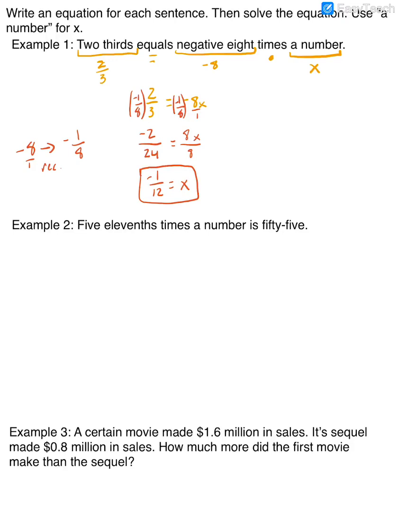So example 2 says 5/11 times a number is 55. 5/11 would be 5 over, or divided by, 11. And then times a number is, which would be your equal sign, 55 is just like it sounds. So putting that together, there's my equation. So now, this one's a great one to be able to use the reciprocal on.